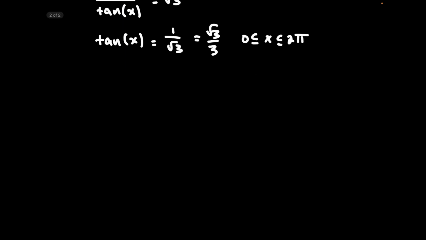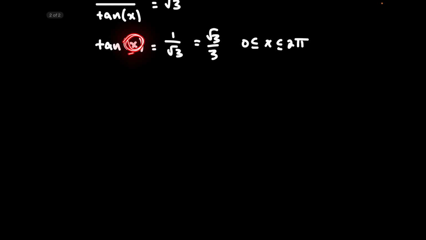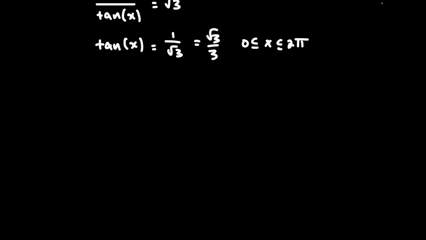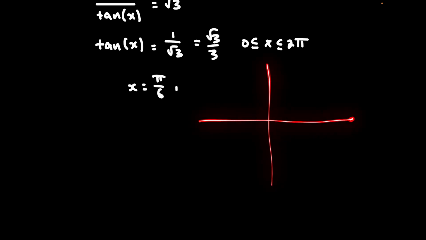Okay, so this one should be a little bit easier. What angle of x makes the tan of that angle equal to square root 3 over 3? If you have it memorized, you should know that x is simply going to equal, in the first quadrant, pi over 6, or 30 degrees. But now we need the unit circle to work out the other one.